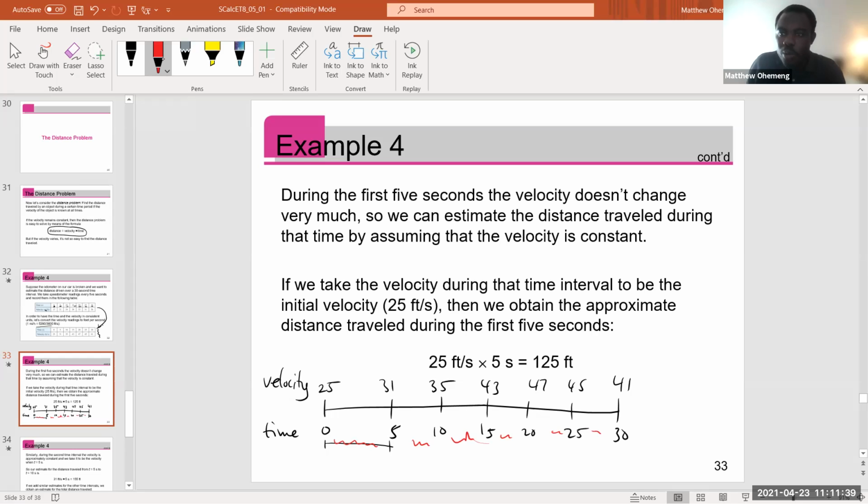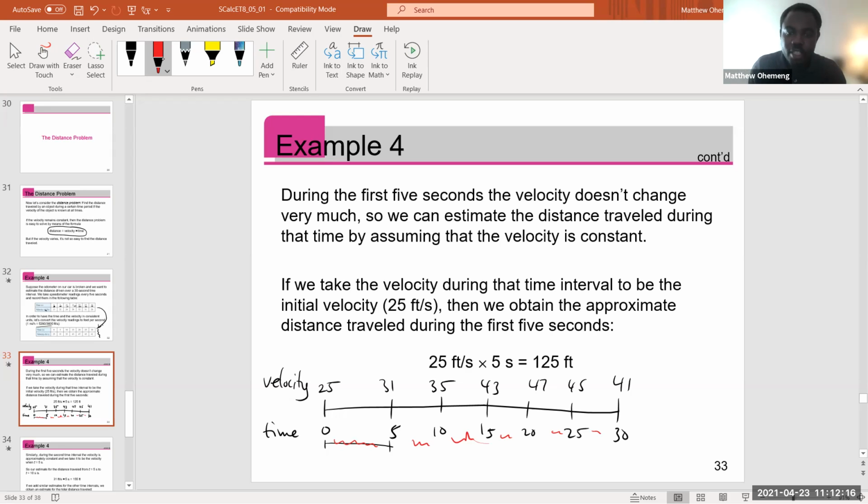But the question is, how do we pick the velocity, right? Now, picking the velocity is going to be likened to picking sample points in the area problem. So we need to assume a velocity within this interval. Now we know that from 0 to 5, we traveled from 25 to 31. We started with 25, we ended with 31. So one way we can do this is we can assume that the velocity that you traveled over that entire 5 seconds is the velocity you started the interval with.